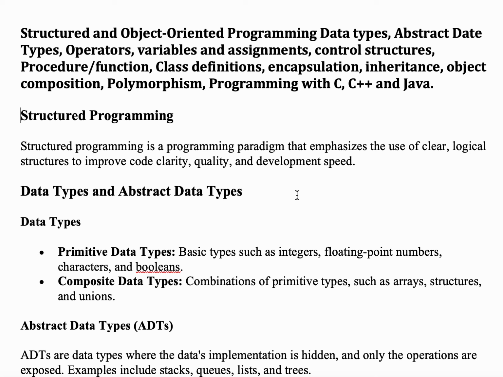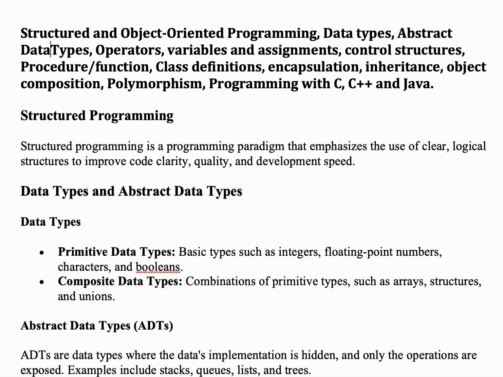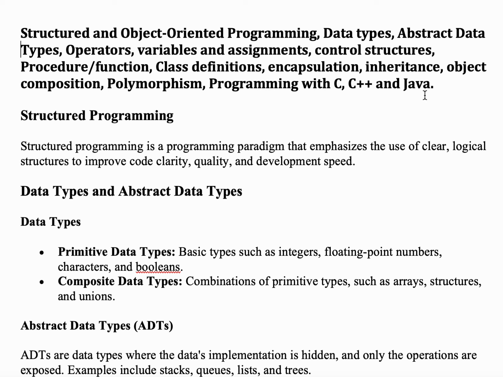Now we are going to discuss structured and object oriented programming: types, data types used in that programming language, abstract data types, operators, variables and assignments, control structures, procedures and functions, class definitions and characteristics of object oriented programming. First of all, we are going to discuss structured programming.